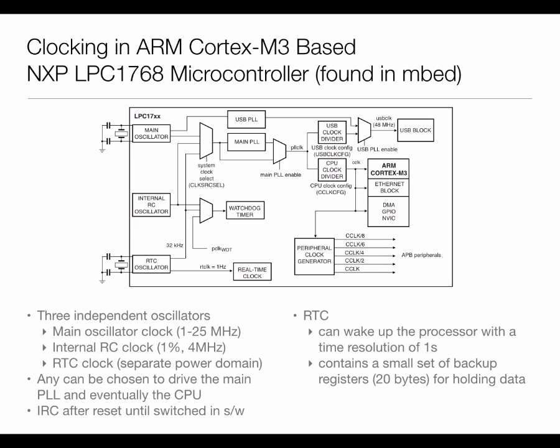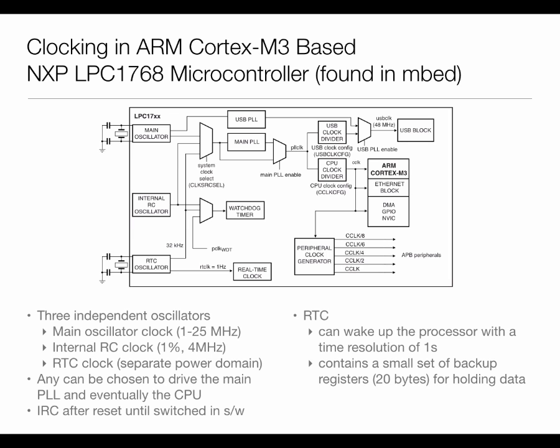All of this feeds into a couple of PLLs. There is a main PLL and there is a USB PLL. USB needs its own PLL because it needs its own specific frequency of 48 megahertz. That's defined by the USB standard. The main PLL, the idea out here is that you can generate different kinds of clock frequencies with it. So you can program this part and get a particular clock frequency that you need.